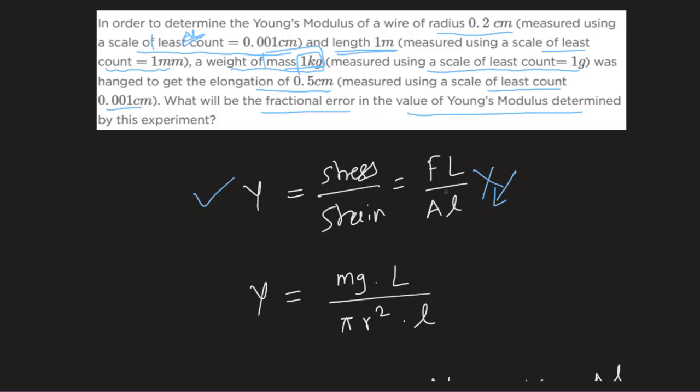So we know this formula FL divided by AL. So F is basically the force. So we have attached the mass of 1 kg to the wire, and because of gravity mg force will be applied. Capital L is the length of that wire before stretching. Area of the cross sectional area of the wire is pi r square, where r is the radius of that wire, and the small l is basically how much elongation has happened.